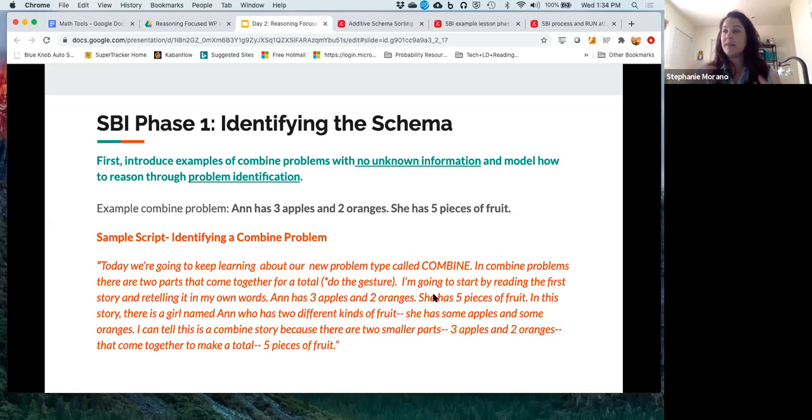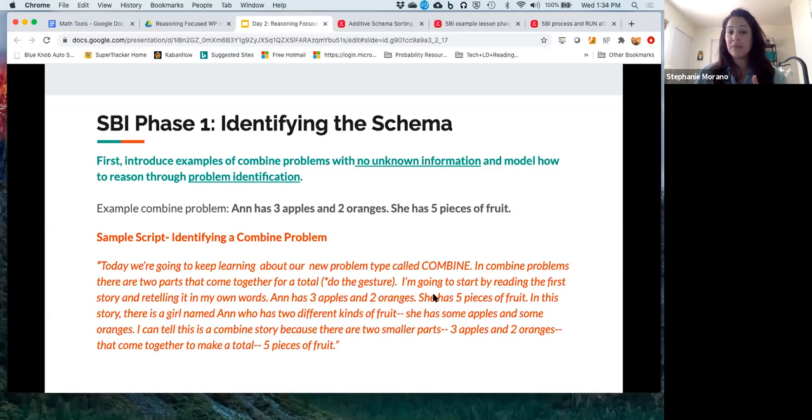So the teacher would say something like what the script says at the bottom when you're just introducing the combined schema and you're teaching students how to reason through this problem to identify it as a combined problem. So today we're going to keep learning about our new problem type called combine. In combined problems, there are 2 parts that come together for a total. I'm going to start by reading the first story and retelling it in my own words.